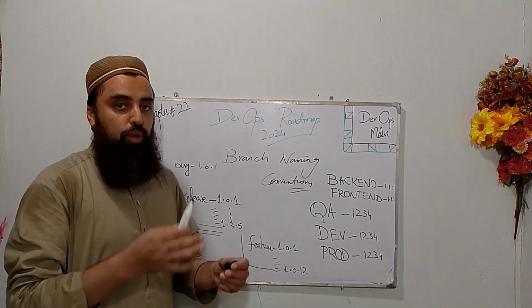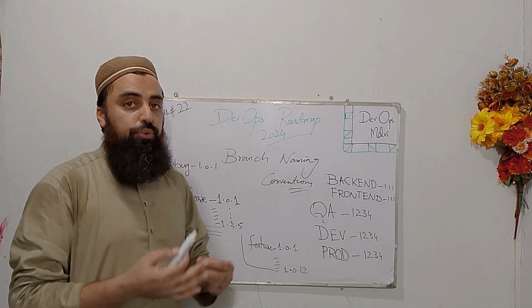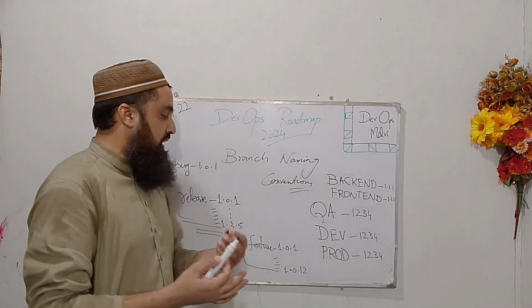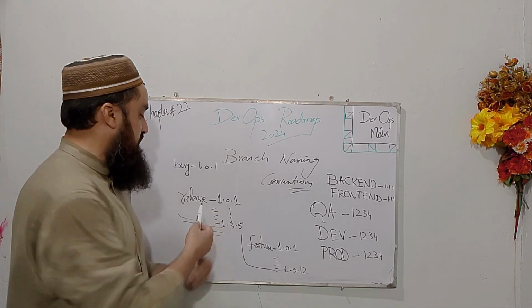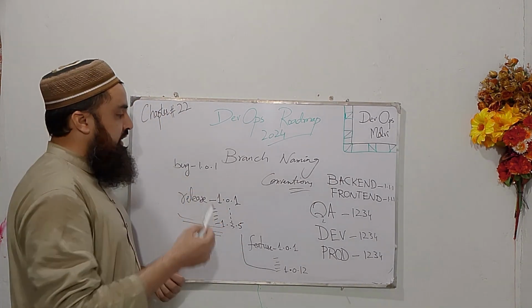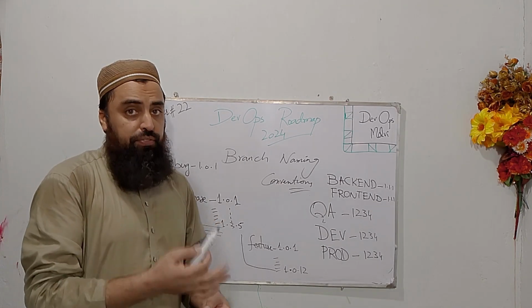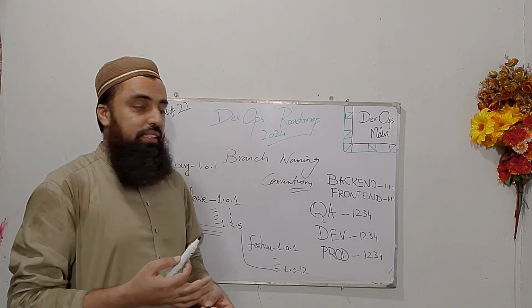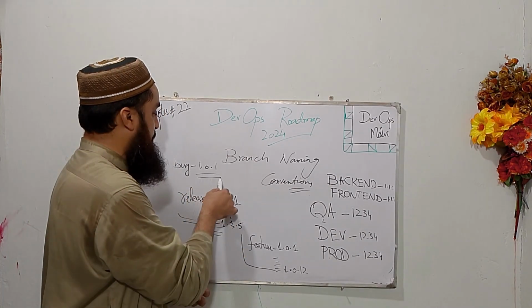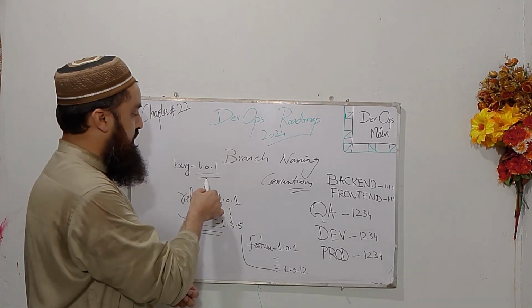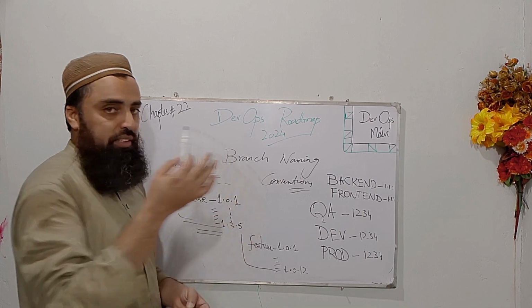When that code is properly tested and we have a new release to be released, that was with release. And if there is any bug in the code and that has to be fixed by the development team, the branch was created with bug 1.0.1, 2, 3, 4, 5, 6 and so on.